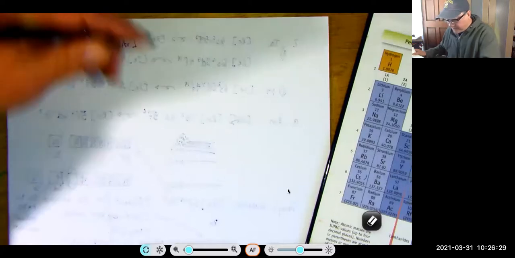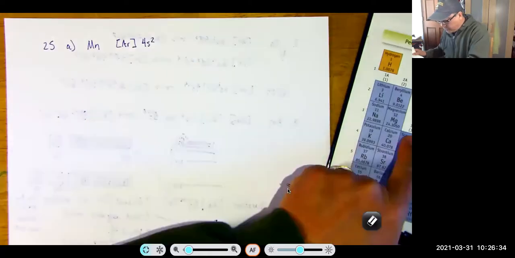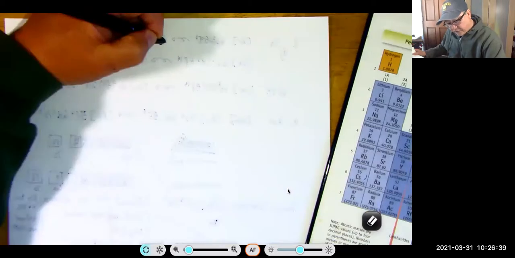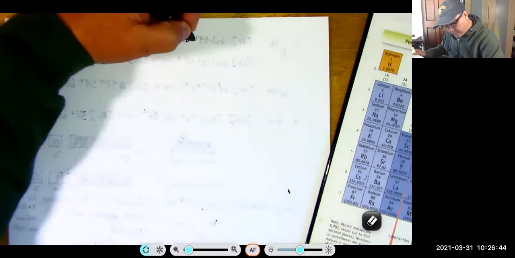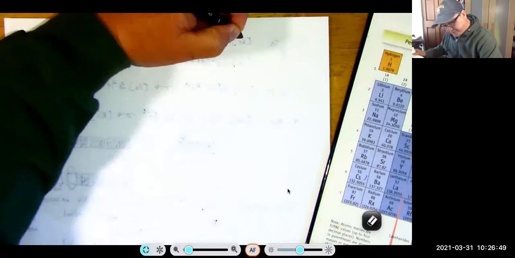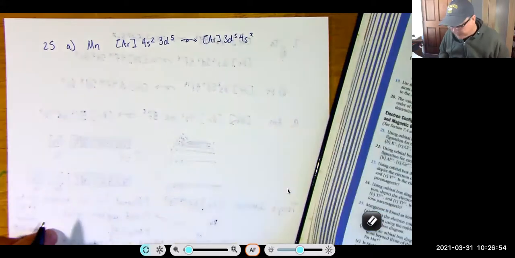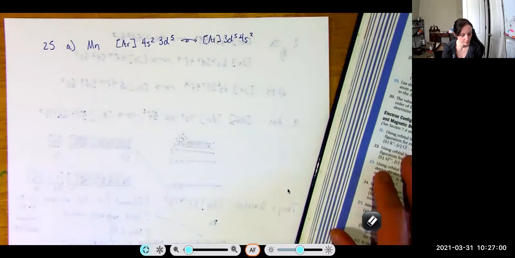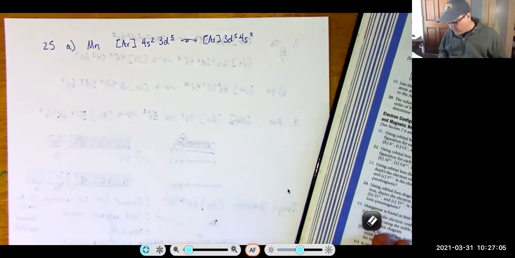Then we're going to drop down to period 4 and get 4s2. And then manganese is 1, 2, 3, 4, 5. It's the 5th element over in the 3D block. So 3d5. And then we're going to write argon 3d5 4s2. Okay, but it does ask for the noble gas SPDF, right? Yeah. And an orbital box diagram.